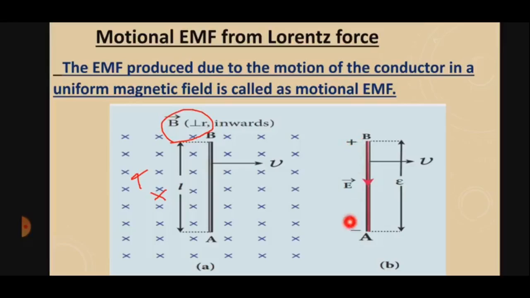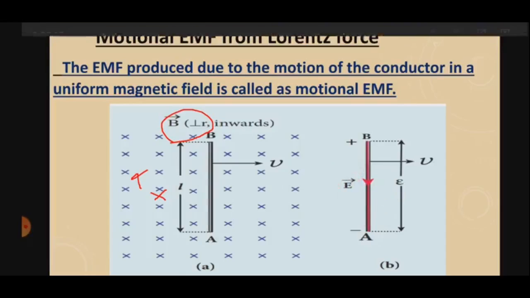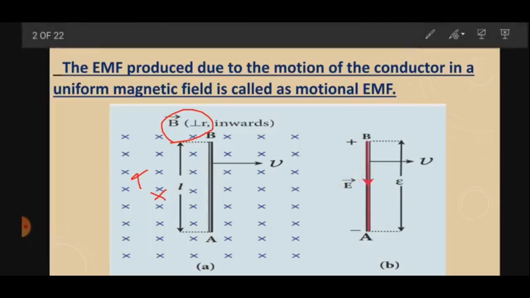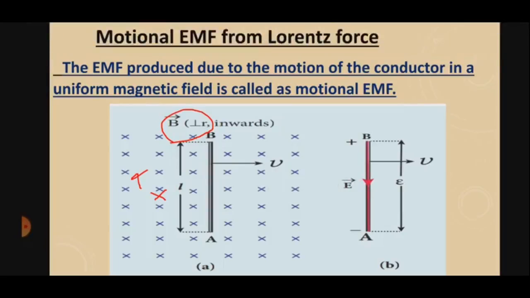So end A of this conductor will have a large accumulation of electrons. Because of this flow of current, an electric field is produced on the conductor.